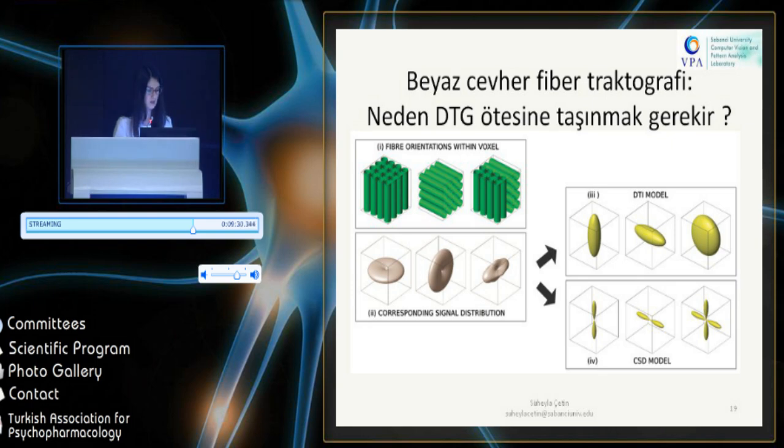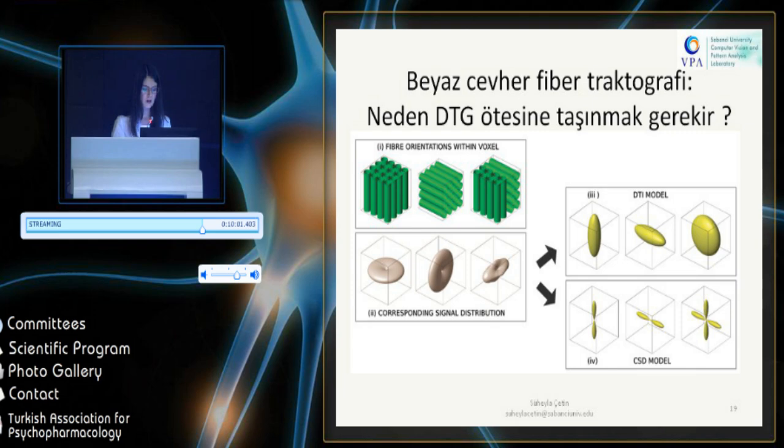These squares represent voxels, and in these voxels there are fibers. These 2 voxels, the fibers are one directional, whereas in the third one they are bidirectional. And when you model this with DTI, you get an ellipsoid. This is the DTI equivalent of that.